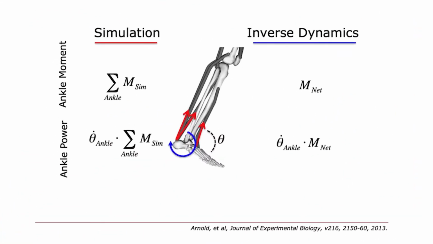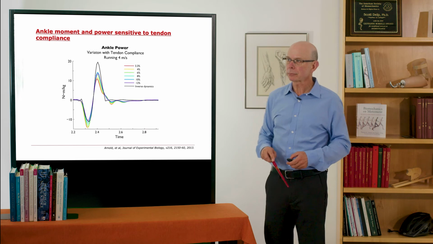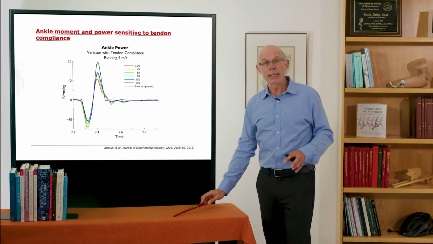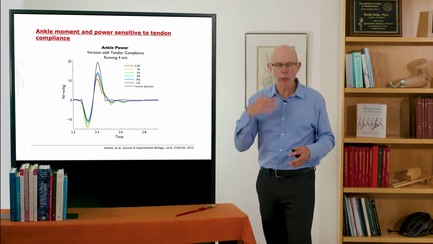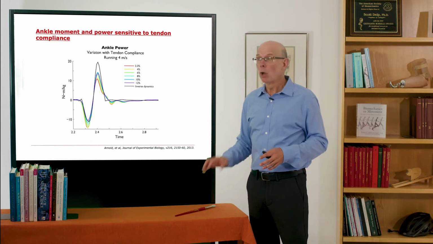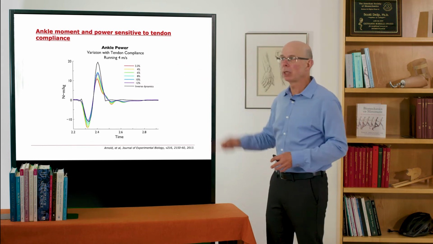We can also compare simulated powers. So here we have our muscle forces times their velocities, or the muscle moments times the angular velocity. And we can also compute that with inverse dynamics, where we estimate an angular velocity of the joint and a net muscle moment of the joint. We can compare those. So what we found was that in our analysis of our simulation, while we were answering our scientific question, was that the ankle moment and the ankle power were sensitive to tendon compliance.